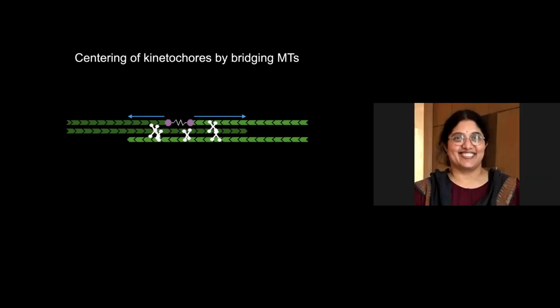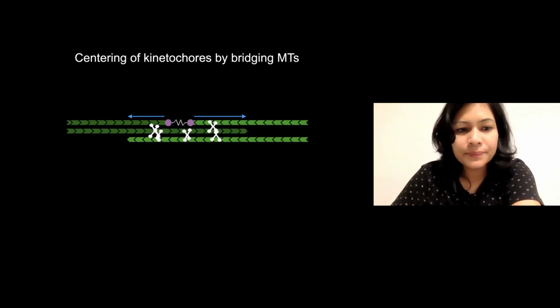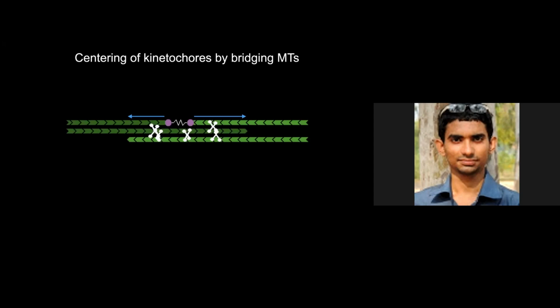Thank you. Thanks, Sandhya. The next question is from Saptarshi Chatterjee. Please go ahead, Saptarshi. Hi Nenad, great talk. I was wondering, if you incorporate a length-dependent catastrophe of the kinetochore microtubules, then what happens to the positioning of the chromosome?